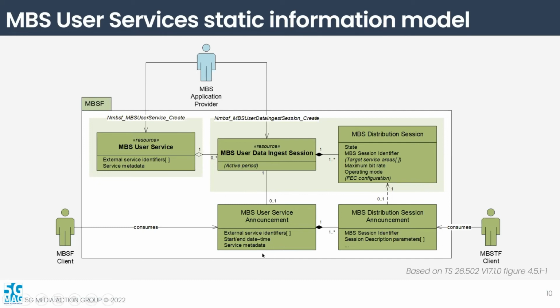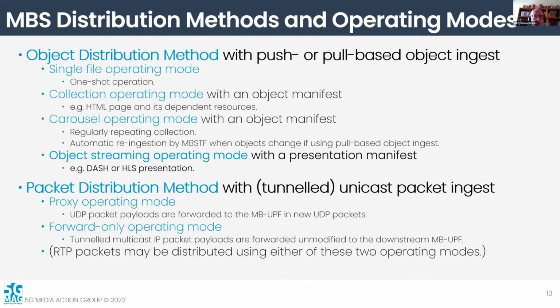Okay. Yes. So this high-level user service announcement is consumed by the MBSF client, so that it can maybe pass the name to an application so that you can select between the different available services, simple ideas like that. And then the low-level information, including what would go in the SDP, is consumed by the MBSF client. So that's basically how it fits together. And within this, we've defined two distribution methods, two different ways of distributing MBS content. The first one is this object distribution method, and that's for distributing things like HTTP objects.